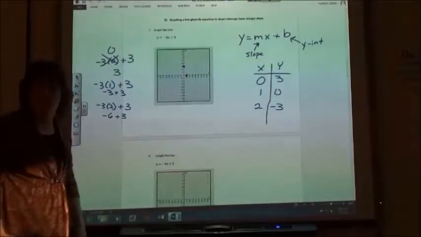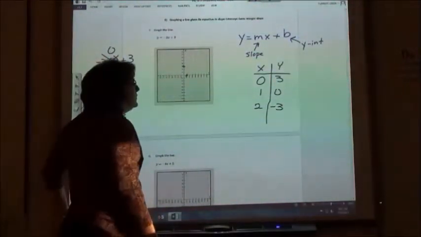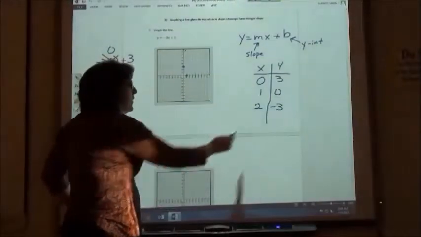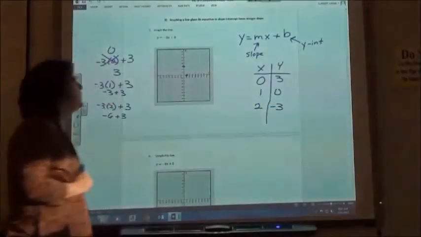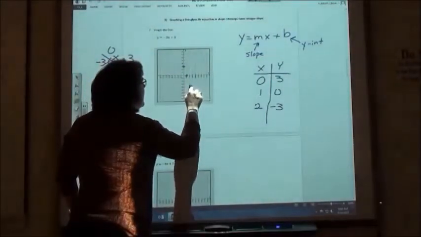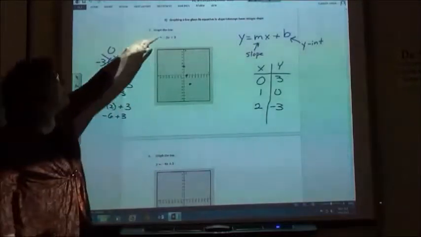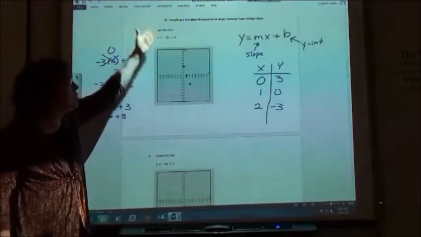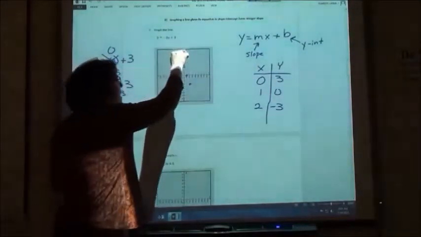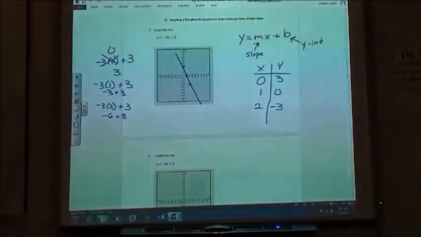And how are we going to do 2, -3? Over 2 and down 3. And we can see those plots line up nice in a straight line. My slope was negative, so it should be going downhill as I connect my dots. It is. And that's a good way to double check to say, does it look like it's doing the right thing?